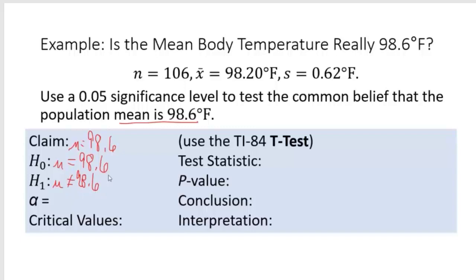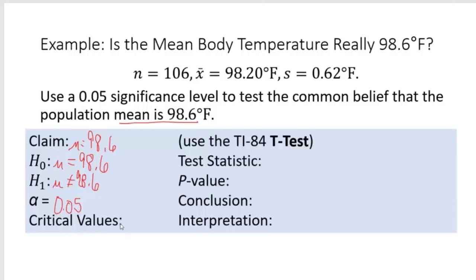But it's not equal. So if your claim involves an equal, you put it here, and then your alternate is the opposite. If your claim does not involve the equal, then your claim is H sub 1, but your null is still that it equals. Okay, they told me up here that alpha was 0.05. It doesn't have to be, but that is extremely common.